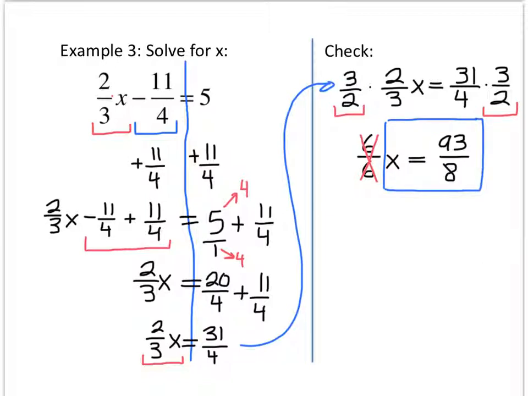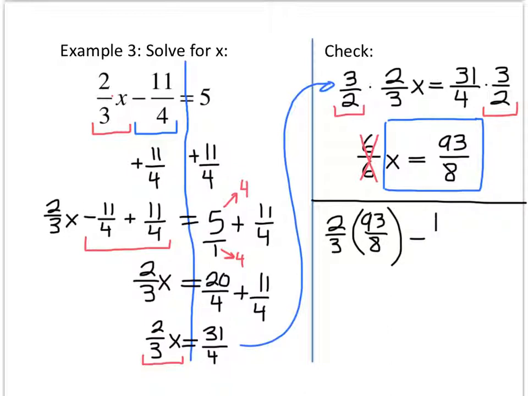Now we want to check this solution, so I'm going to plug this back in to our equation. So I'm going to say 2/3, and I'll put a little line here so we know this is where our check begins. I'm going to put 2/3 times, instead of x, I'm going to put in that 93 over 8 minus 11 over 4 equals 5.